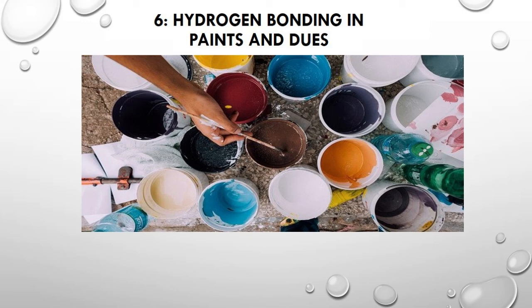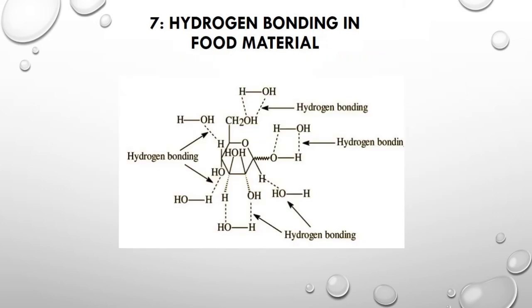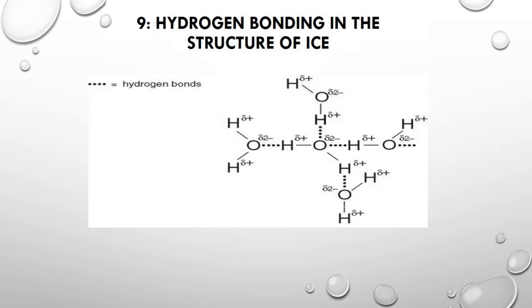The adhesive nature of certain paints and dyes is also due to hydrogen bonding with the surfaces. Similarly, the sticky action of glue and honey is also due to hydrogen bonding. Food materials such as carbohydrates, such as glucose, fructose and sucrose, are also stabilized due to hydrogen bonding. All these contain hydroxyl groups which produce hydrogen bonding.